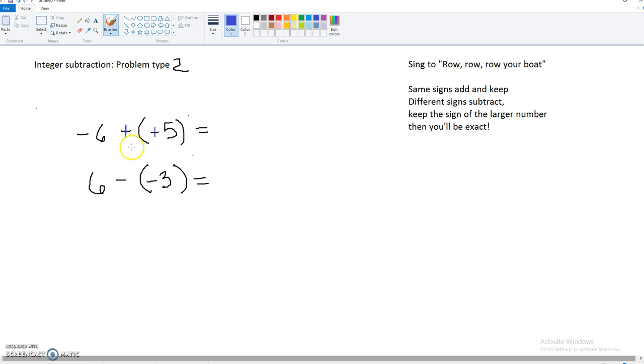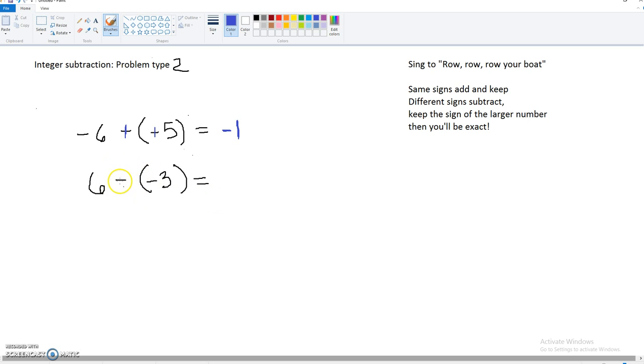Okay, once you've done that, then you're going to be taking -6 plus 5. They're different signs, which means we're going to subtract. And 6, of course, is the bigger number, and 6 is negative, so we're going to keep the negative sign.